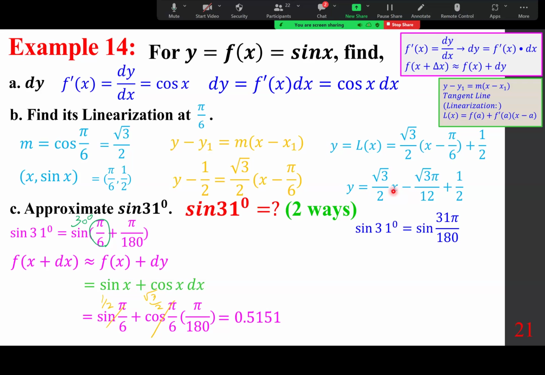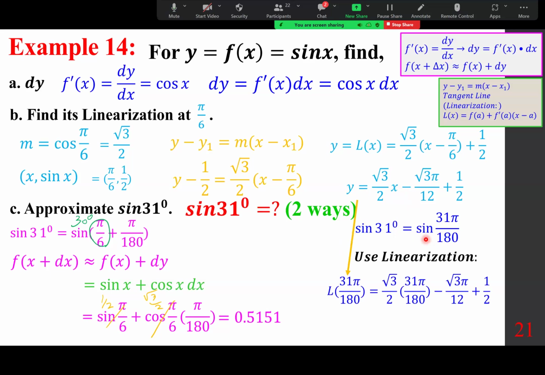We are going to replace the x with this. Use linearization. So L of 31 pi over 180. This is the concept of approximation. Approximation through differentials or approximation through linearization. And by the way, they give you the same answer. So you put the square root of 2 over 2 times 31 pi over 180 minus square root of 3 pi over 12 plus 1/2. Now you use a calculator and it should give you the same answer, and it does.